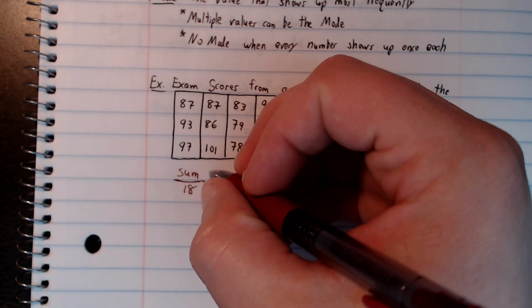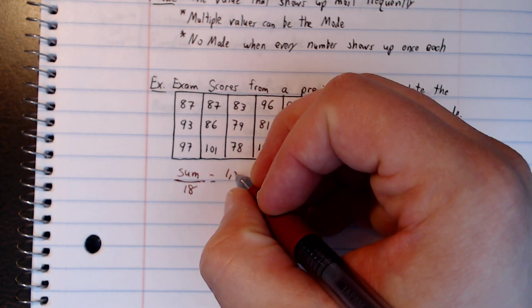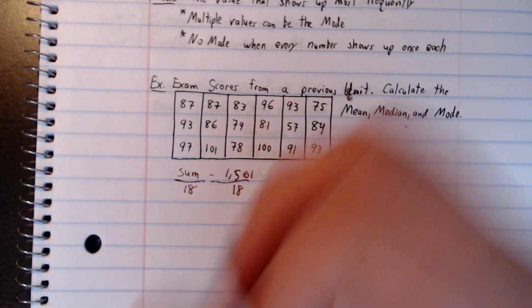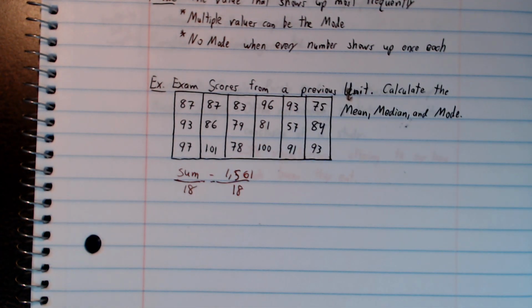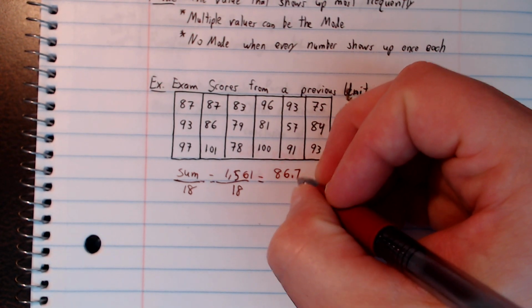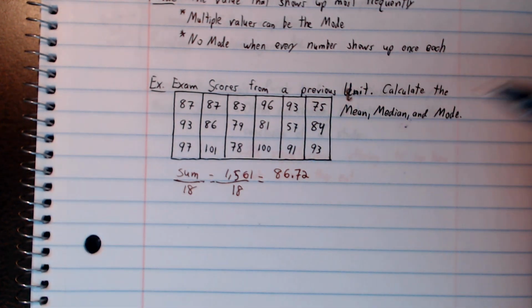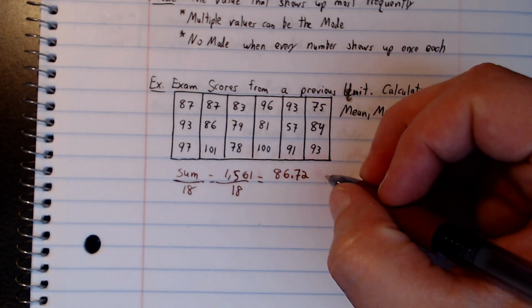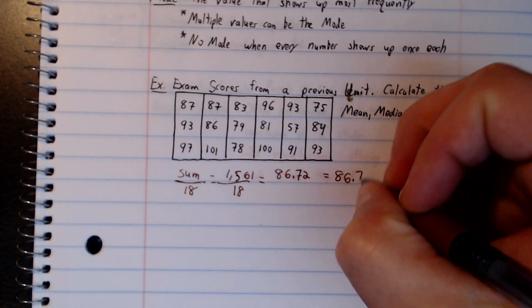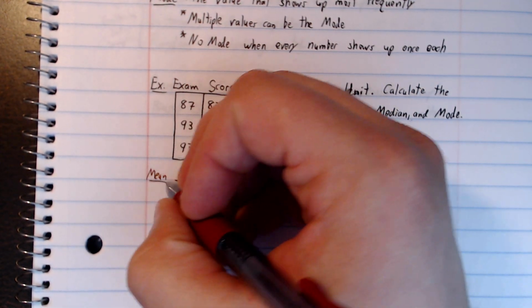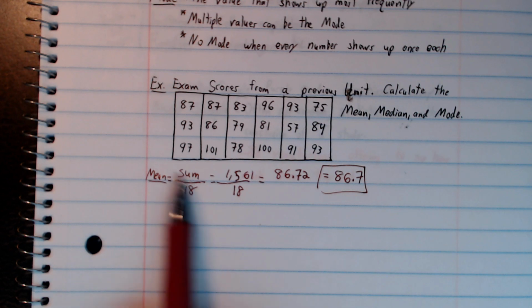And I added all those up real quick. If you heard me typing away, we got 1,561 out of 18. And we get 86.72. I'm going to say let's round to 1/10 here. So we'll just do 86.7. That's the mean average. That's one that you guys are used to doing.